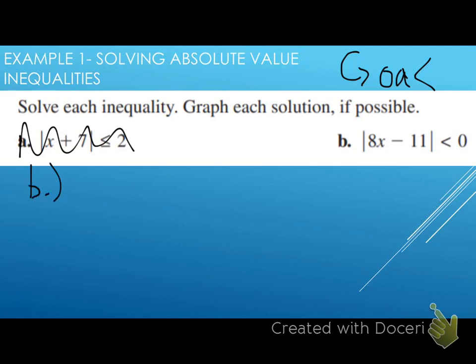Absolute value of 8x minus 11 is less than 0. Who wants to help me out on this one? Raise your hand if you can help me out. Can anyone help me out? Take a shot at it.